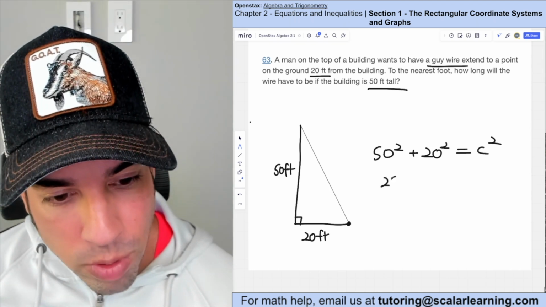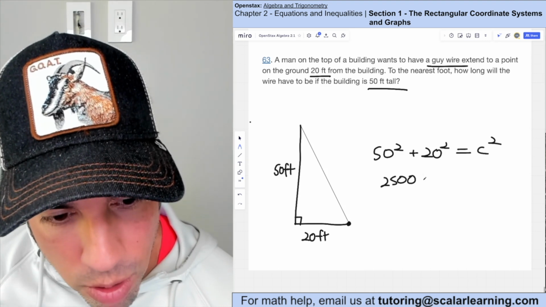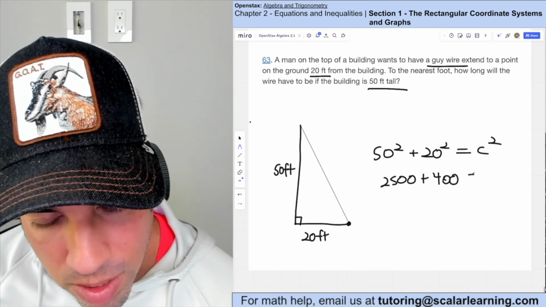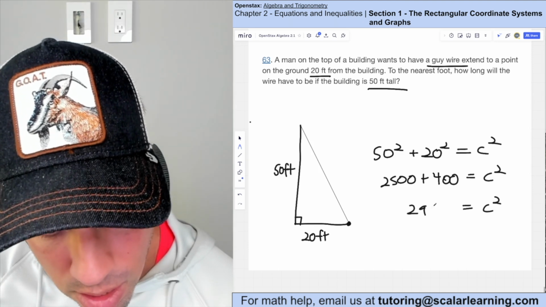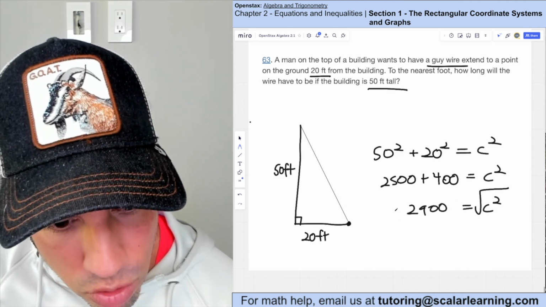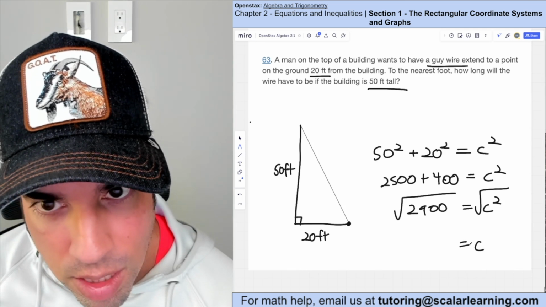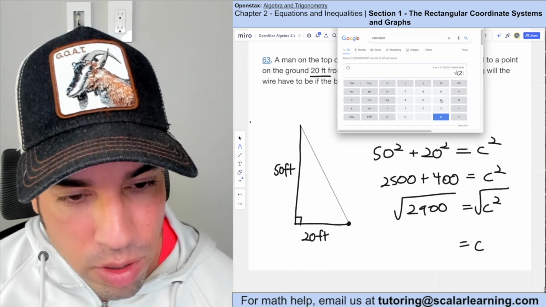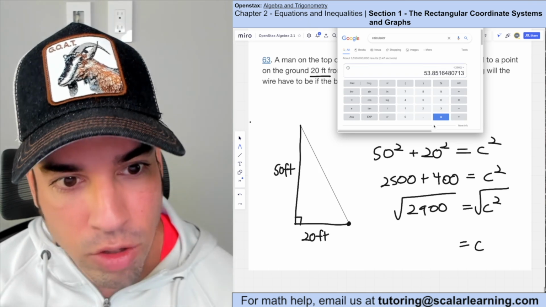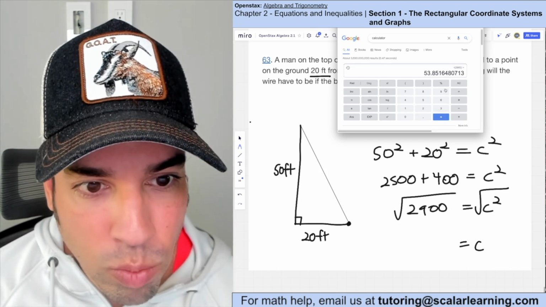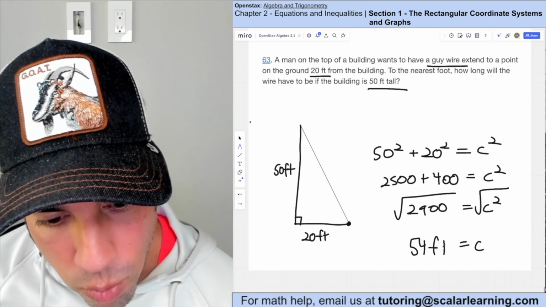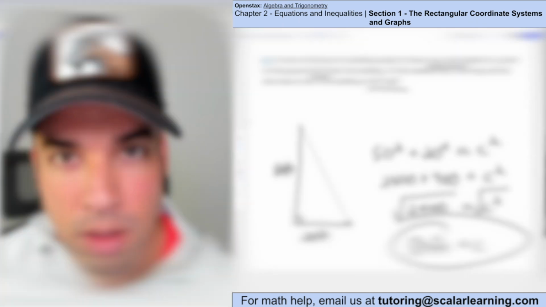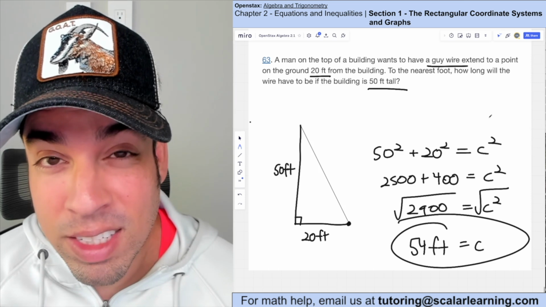So 50 squared is 2,500. 20 squared is 400 equals c squared. C squared equals 2,900. And to solve, we take the square root of both, and c equals, using our calculator, square root of 2,900, which is 53.8516. So 54 feet for the win. Boom, done.